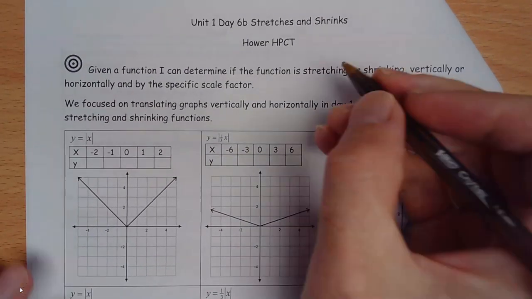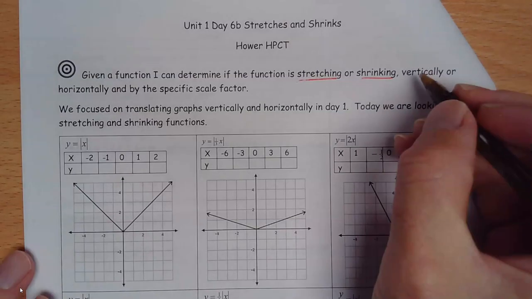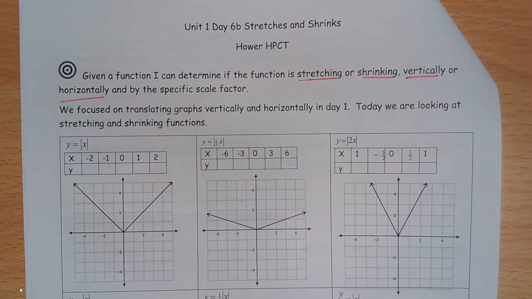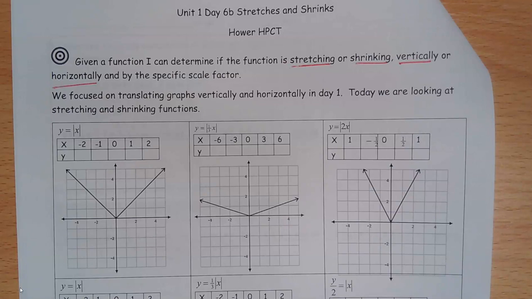So we're going to do it by stretching or shrinking it, and we can do that one of two ways. We can stretch or shrink it vertically, and we can stretch or shrink it horizontally. Okay, and then we have a specific scale factor. So we have to say what that number is, so that how much do we shrink it, how much do we stretch it.